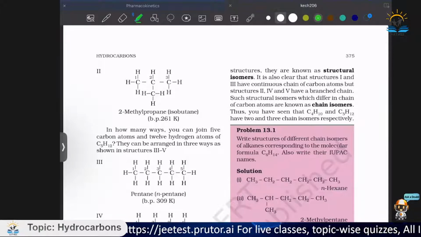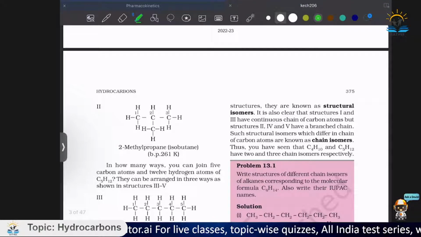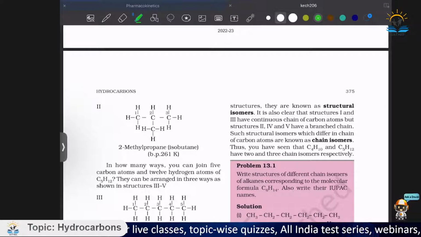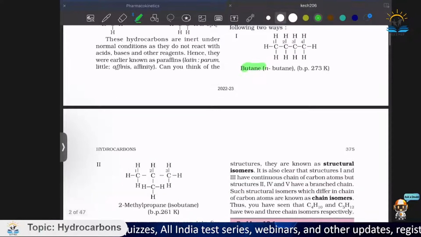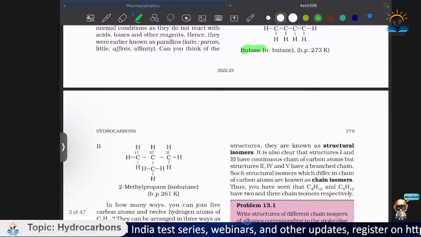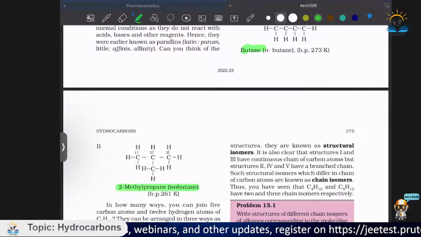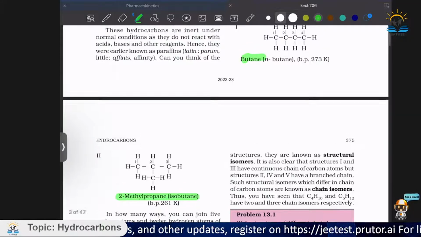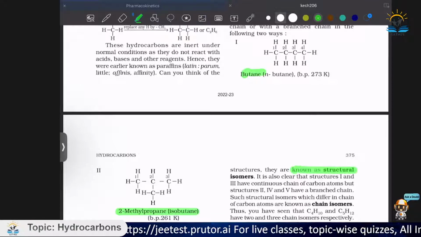Isomerism is defined as the compounds which are having the same chemical formula but having different structures. That is, they are isomers. Examples of isomers: this is butane, this is 2-methyl propane or isobutane. These two are having the same formula, that is C4H10, but you can see the structures are very different. Butane is arranged in a straight chain, but in 2-methyl propane or isobutane, it is branched. So this is an example of structural isomerism.